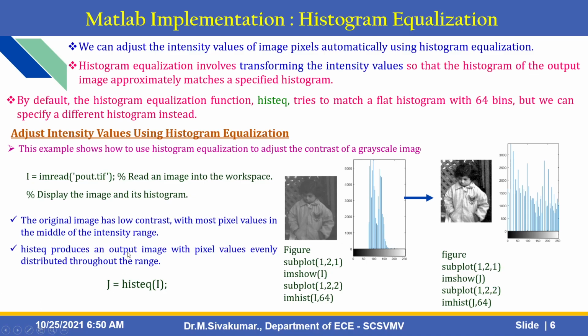You can adjust the intensity values of image pixels automatically using histogram equalization. Histogram equalization involves transforming the intensity values so that the histogram of the output image approximately matches a specified histogram. By default, the MATLAB histogram equalization function, histeq, tries to match a flat histogram with 64 bins. You can see the 64 bins, but we have specified a different histogram instead, to adjust the intensity values using histogram equalization. This example shows how to use the histogram equalization function to adjust the contrast of a grayscale image using MATLAB.